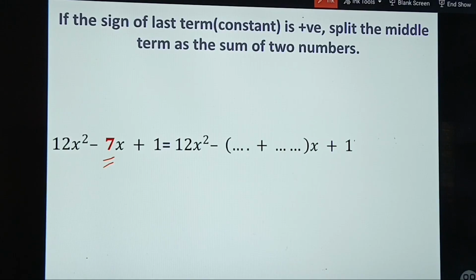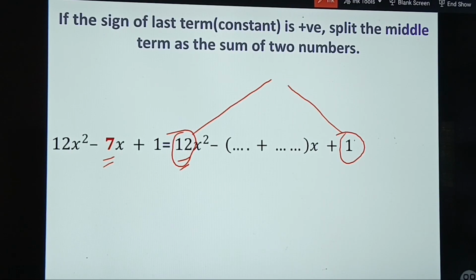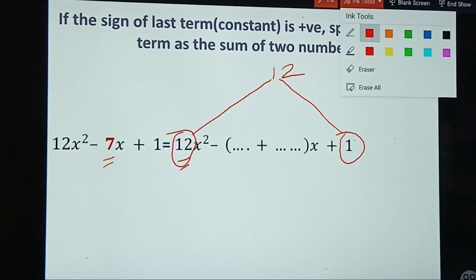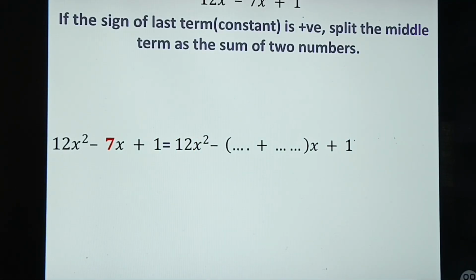You can write it as the sum of many numbers, like 6 plus 1, 4 plus 3, many different combinations are there. How to split? First of all, you have to multiply the coefficient of x² and the constant. The coefficient of x² here is 12, and the constant is 1. When you multiply 12 and 1, you get 12.